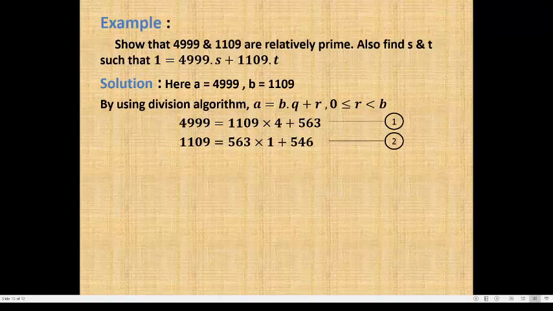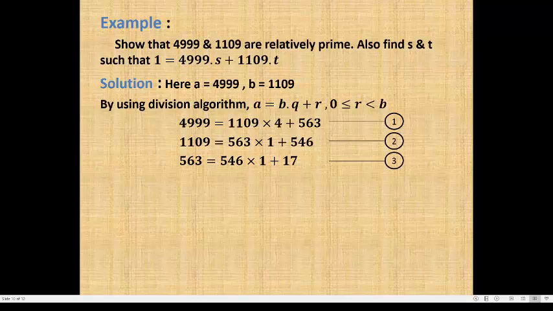So here we want to apply the division algorithm to divisor 563 and remainder 546. So we consider A as 563 and B as 546. After doing some calculations, we get 563 equals 546 into 1 plus 17. Give it the equation number third.